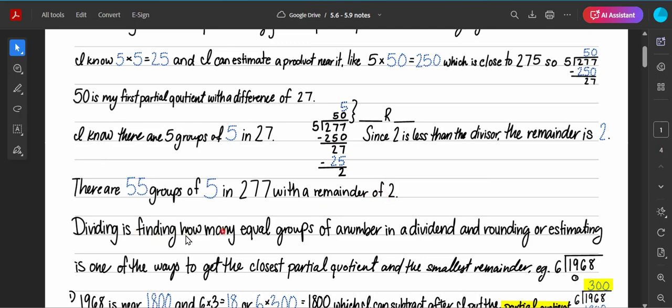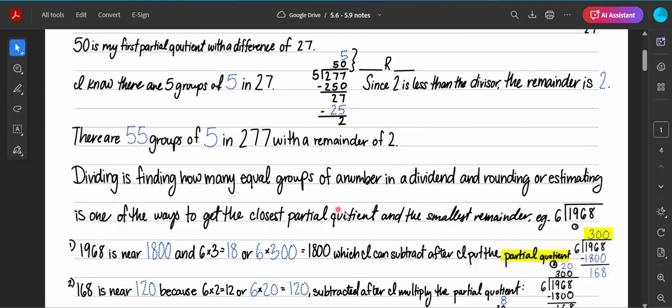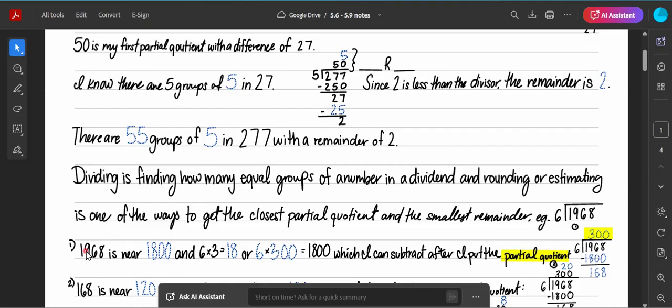Dividing is finding how many equal groups of a number are in a dividend, and rounding or estimating is one of the ways to get to the closest partial quotient and the smallest remainder. For example, 1,968 divided by 6. 1,968 is near 1,800, and 6 times 3 equals 18, or 6 times 300 equals 1,800, which I can subtract after I put the partial quotient.